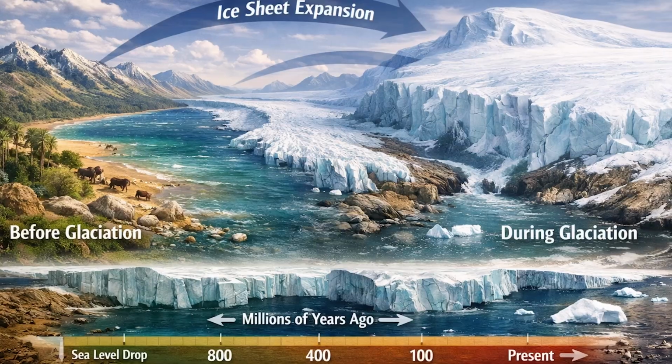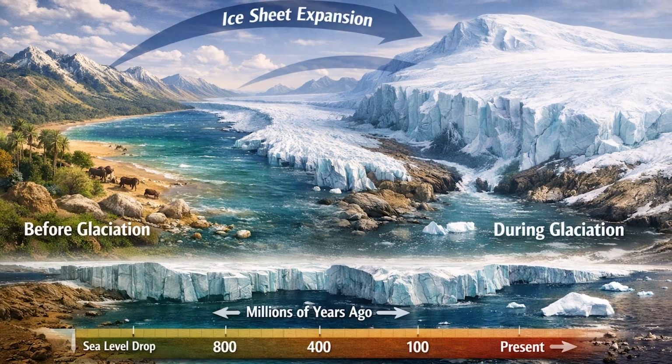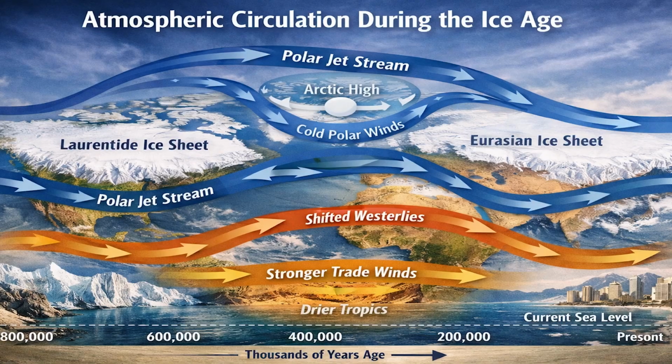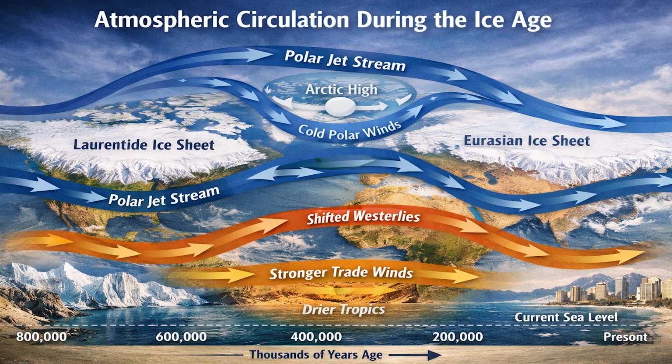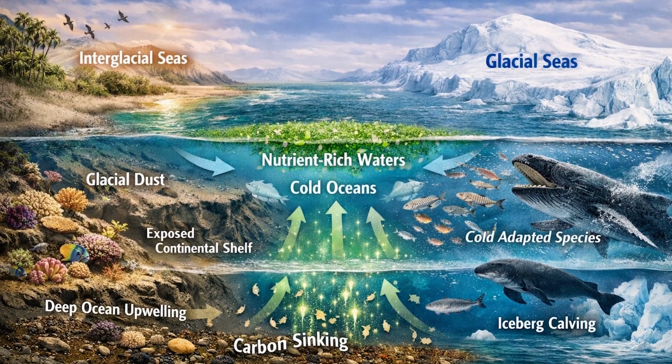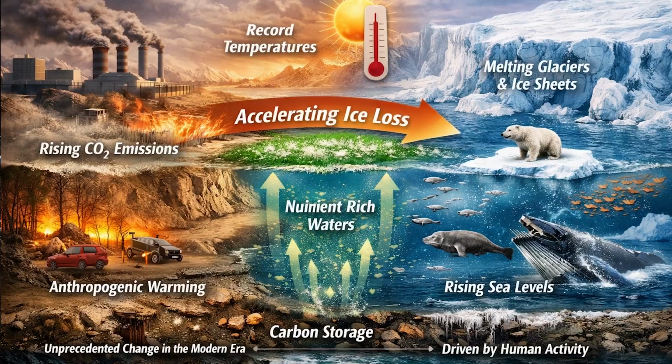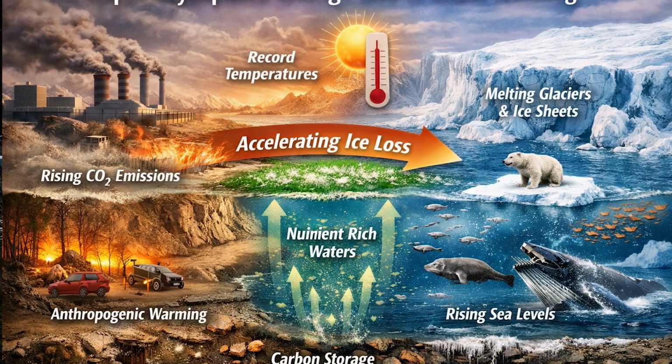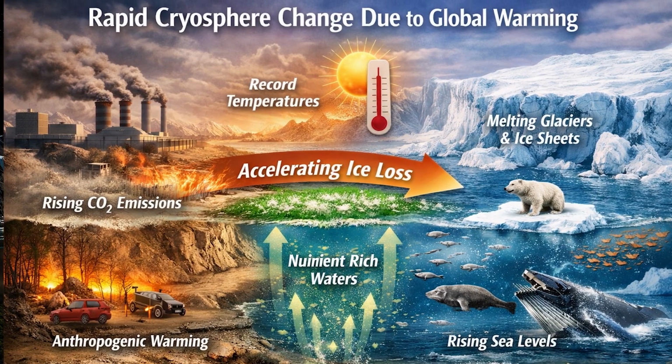Over geological time scales, the advancement of ice sheets has reshaped global sea level, atmospheric circulation patterns and ocean ecosystems. In present times, the rate and magnitude of cryosphere change are extraordinary in the context of human history, reflecting the rapid pace of anthropogenic contribution to global warming.